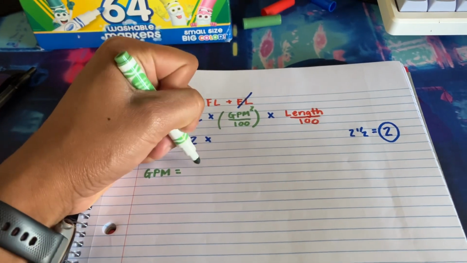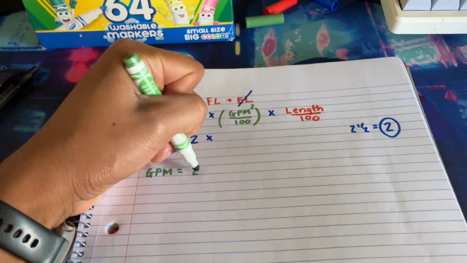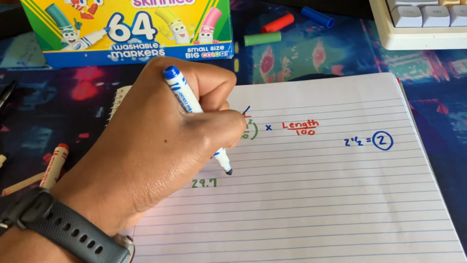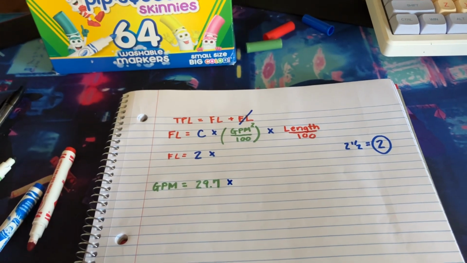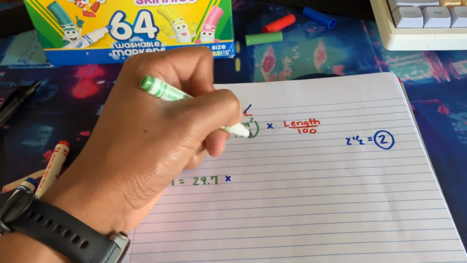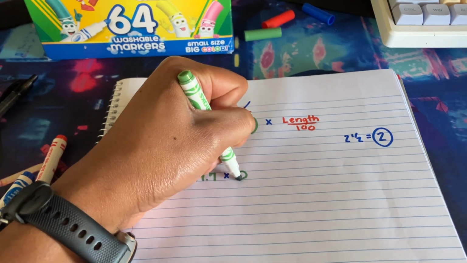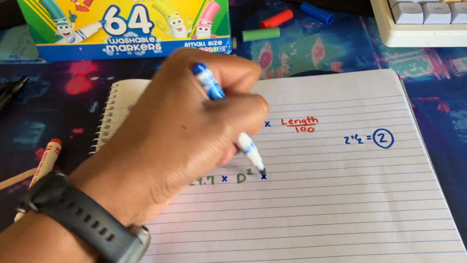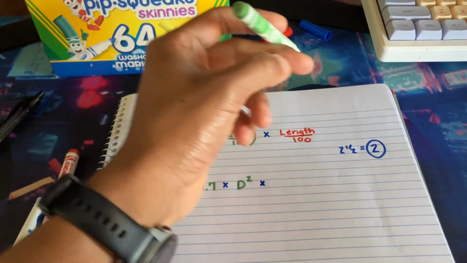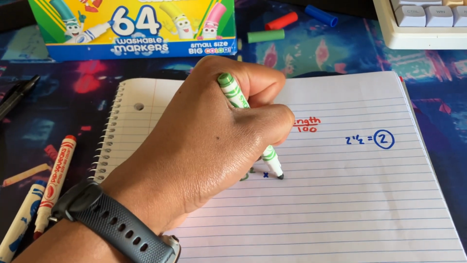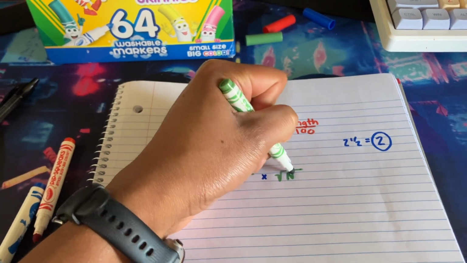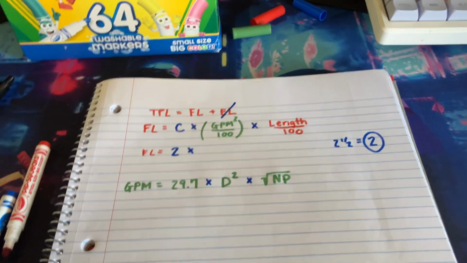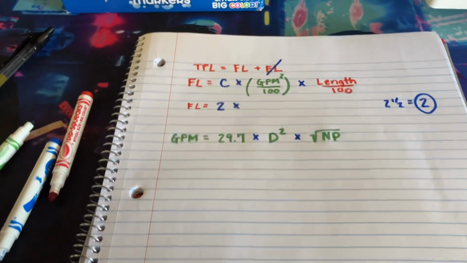In order to find our GPM, that's going to be the formula of 29.7 times the diameter squared times the square root of our nozzle pressure. So let's break this down.